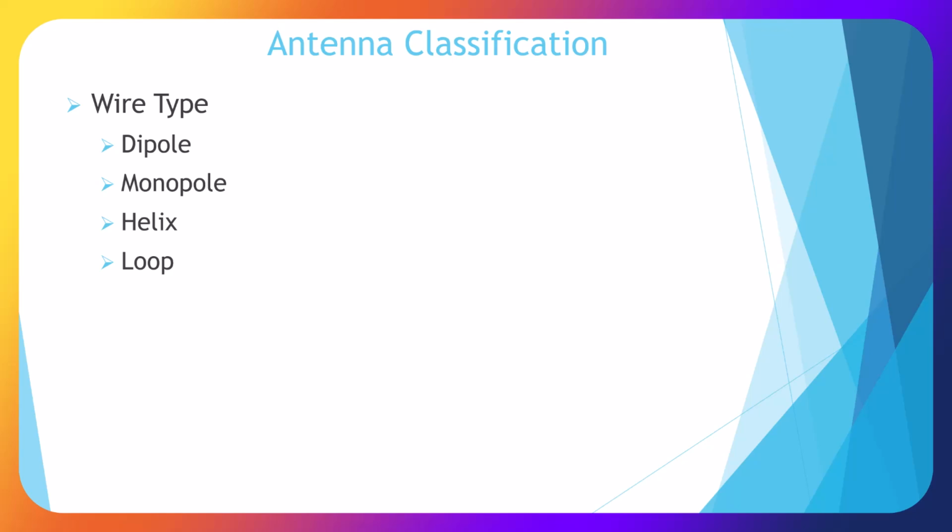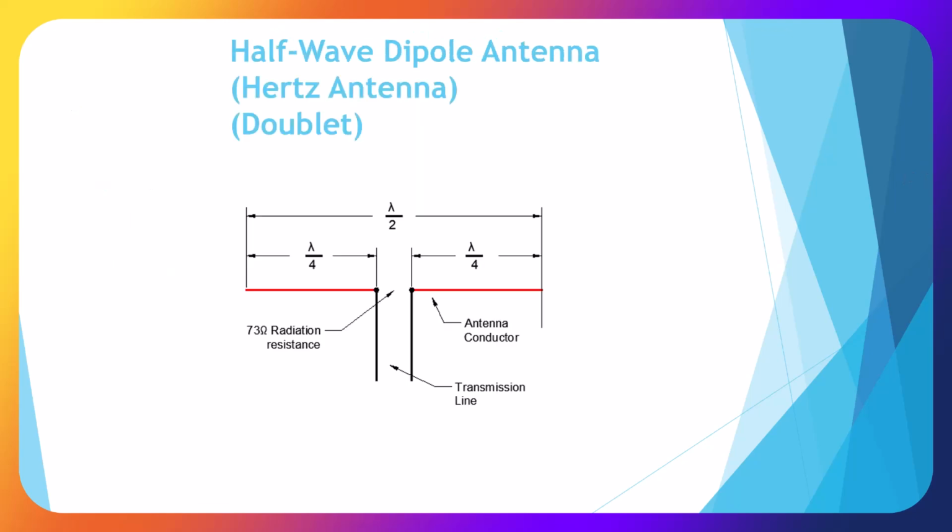Here are other antenna classifications. The wire type includes dipole and monopole, which we're going to cover, and also helix and loop, which I'll cover later. Here is a diagram of a half-wave dipole antenna. Dipole means two poles, and it's also known as a Hertz antenna or doublet.